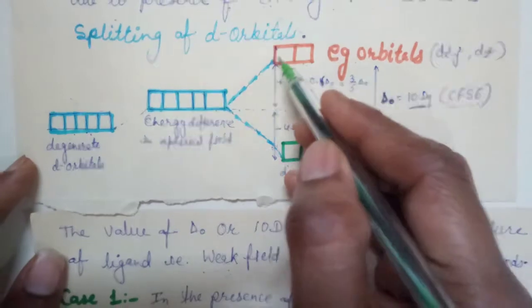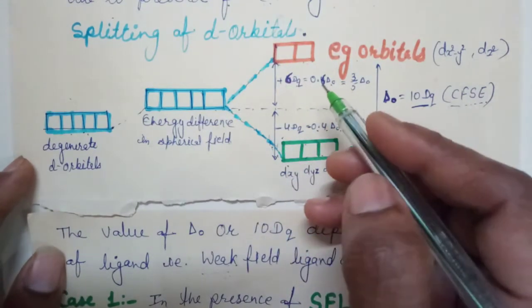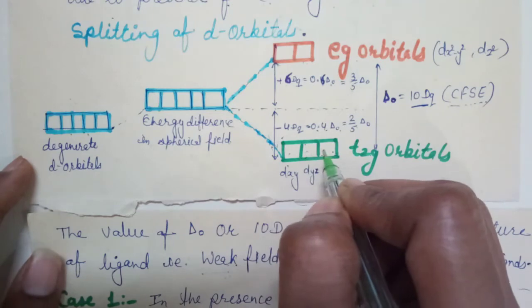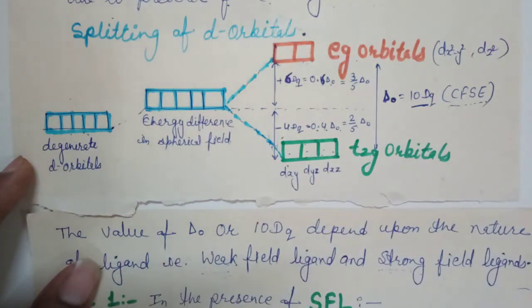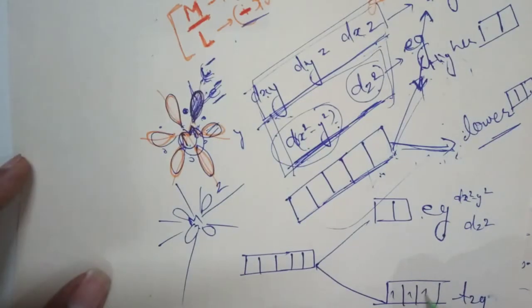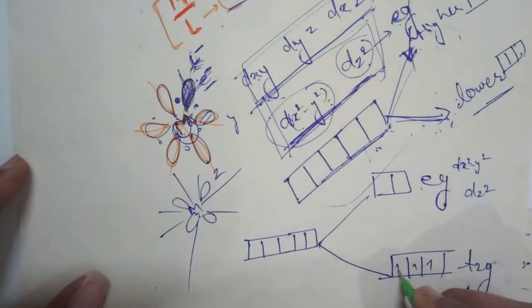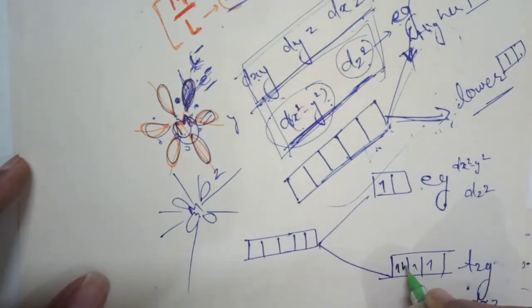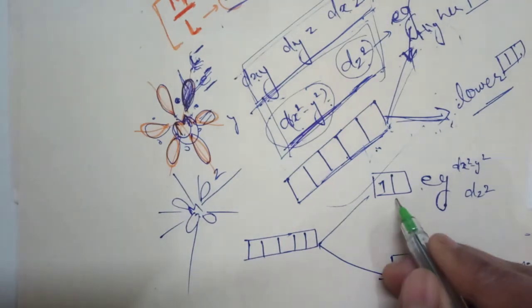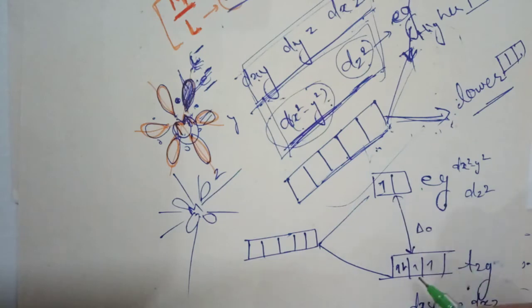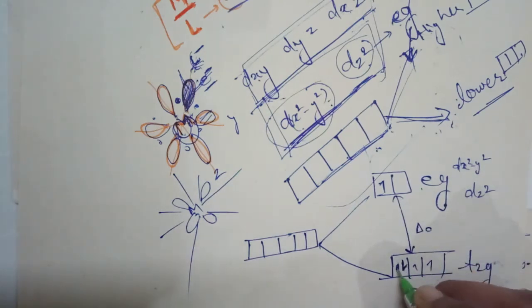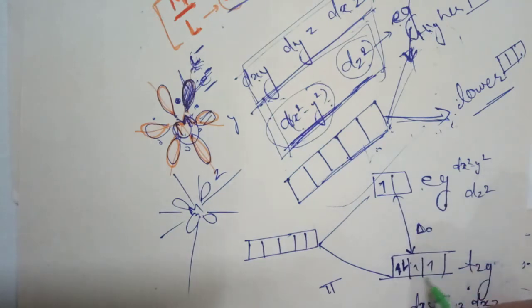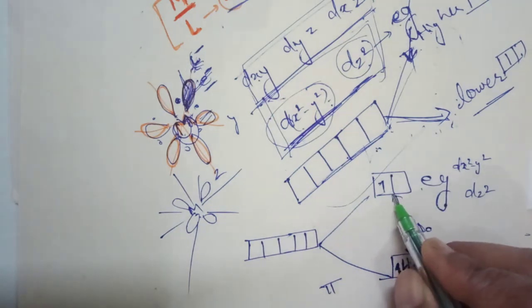In a strong field ligand, this splitting becomes very large. So when 3 electrons are filled in the T2g orbitals, then the fourth electron can be filled in the upper Eg orbital or can be paired in the lower T2g orbitals. So it will depend on the difference between them, that is delta O, and the second one is pairing energy. Pairing energy P means the energy required for pairing of electrons, and delta O means the energy required to fill the electron in upper Eg orbitals.